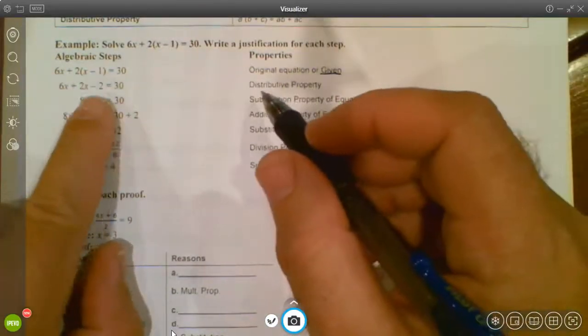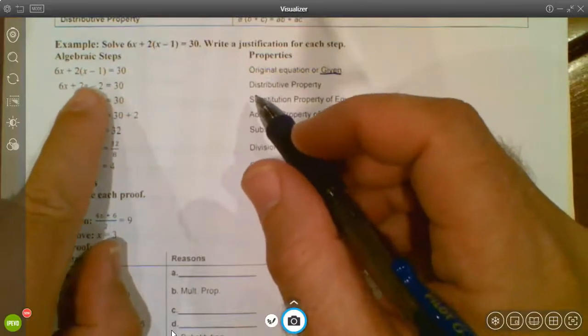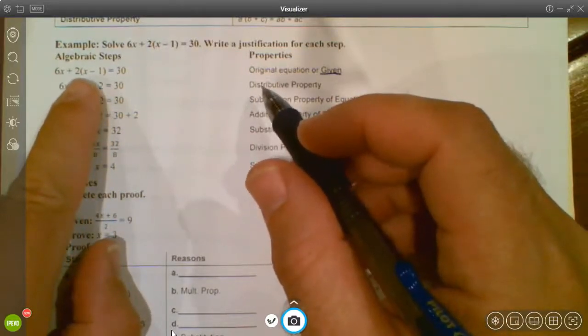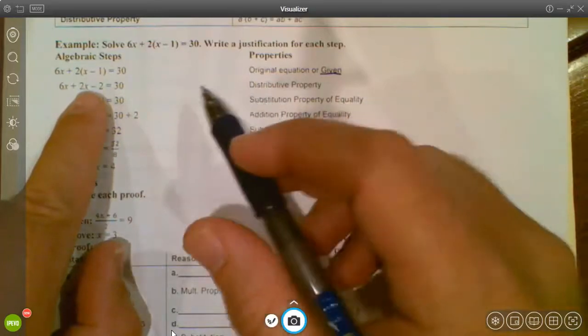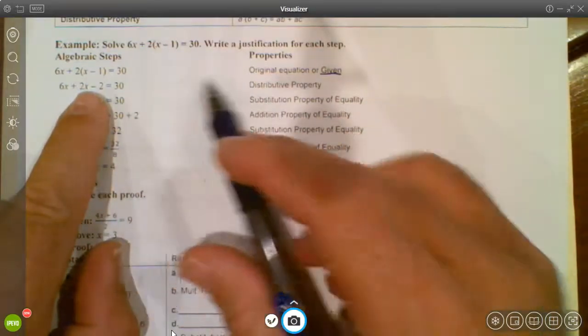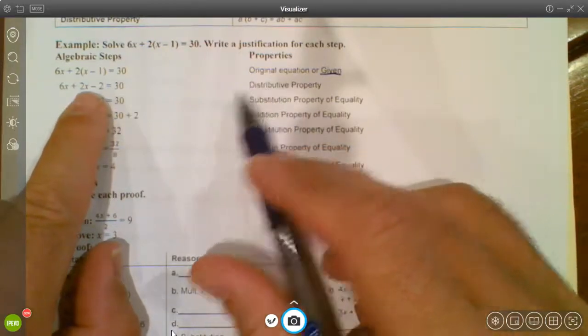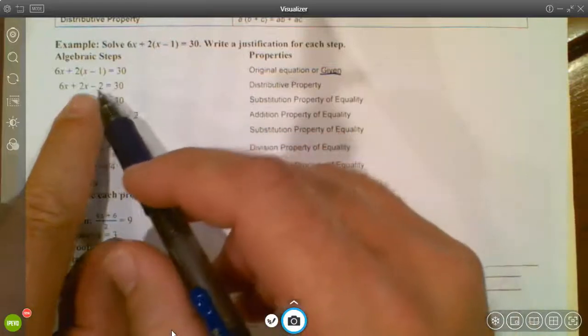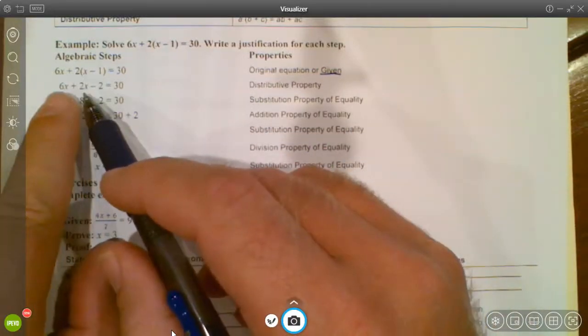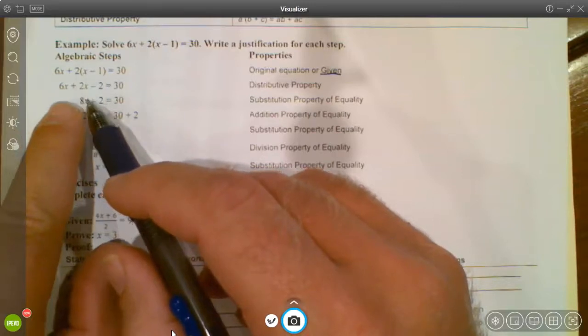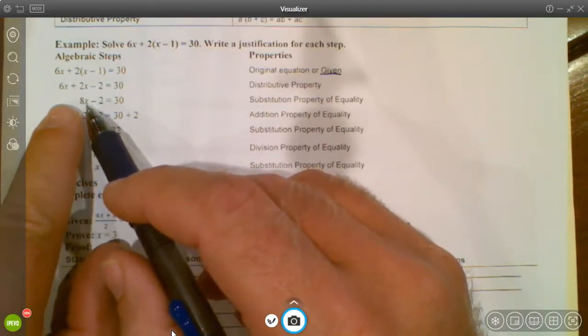So we already talked about the next step. If you were going to simplify from here, most likely you would distribute the 2, right? And so this would be your next line. And with that new line, we have to give a reason for how we got there. We simply use the distributive property. From here, what would you do? From here, most likely you would combine the 6x plus the 2x to get 8x.